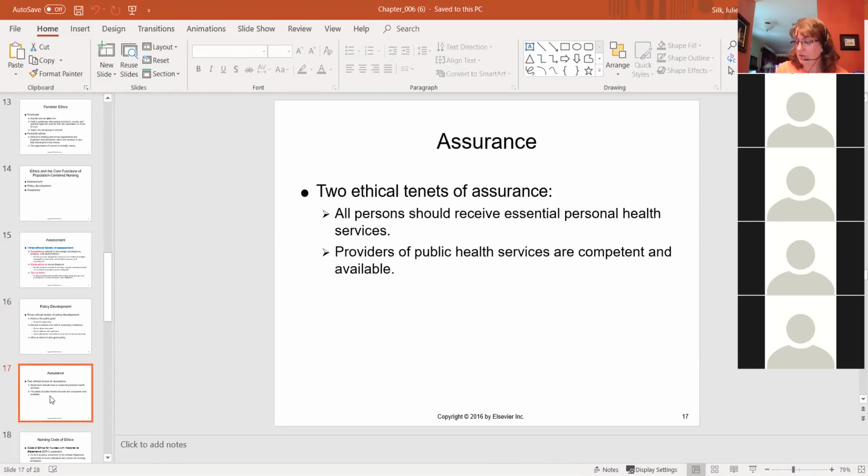All right, and then this talks about assurance. So there are 2 ethical tenets of assurance: all persons should receive essential personal health services, and providers of public health services are competent and available. So the public should have these basic assurances when you go to get treatment. There are a lot of debates out there on whether someone should be able to receive treatment if they constantly don't do what they're supposed to do.